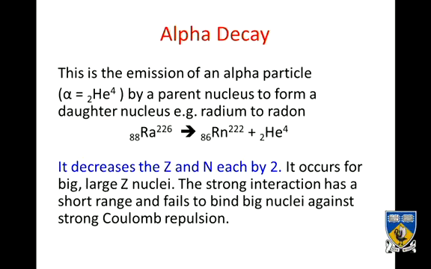What happens in alpha particle decay is that the atomic number decreases by 2, because you've produced this alpha particle. Similarly, the number of neutrons in the nucleus has reduced by 2, and that means the mass number has reduced by 4. Okay? With me? Now, it occurs for large nuclei. The strong interaction has short range, and fails to bind the big nuclei against the strong Coulomb repulsion of the protons, and that's why these nuclei find it easier to become more stable by belching out an alpha particle.